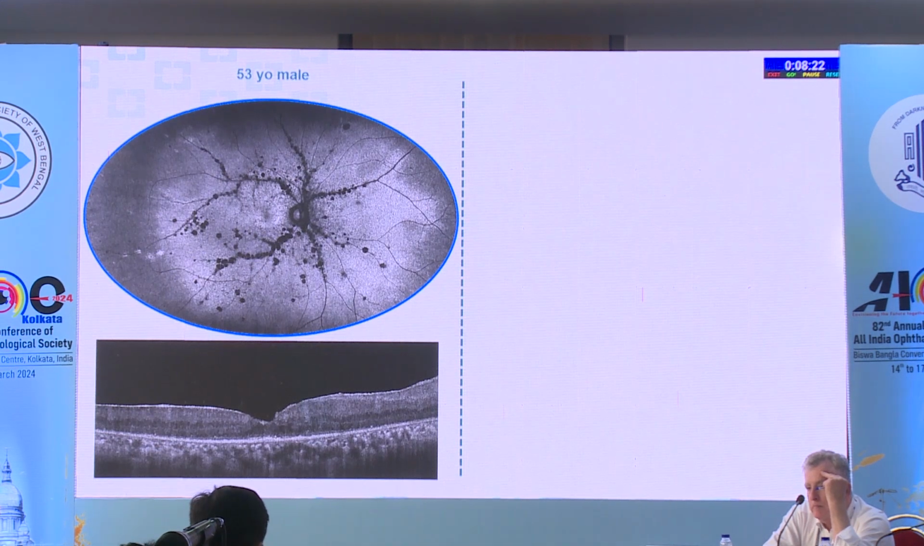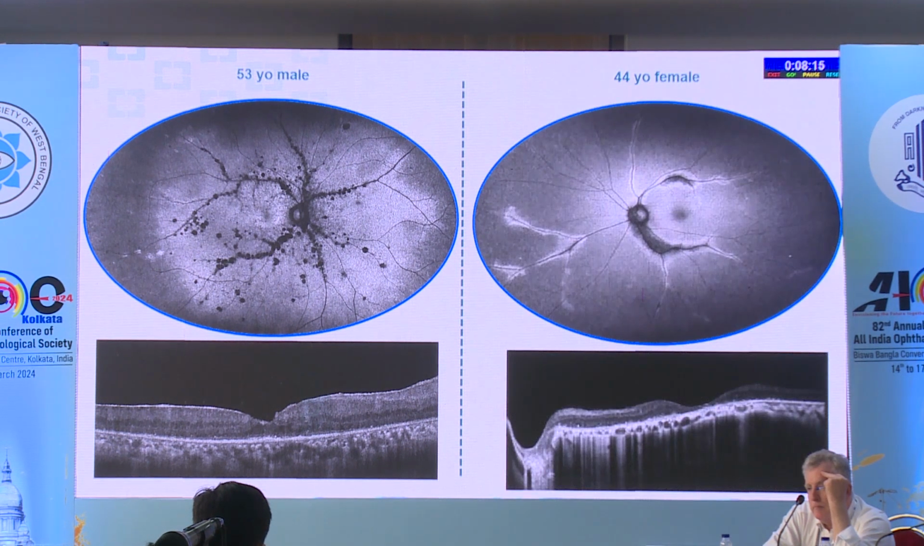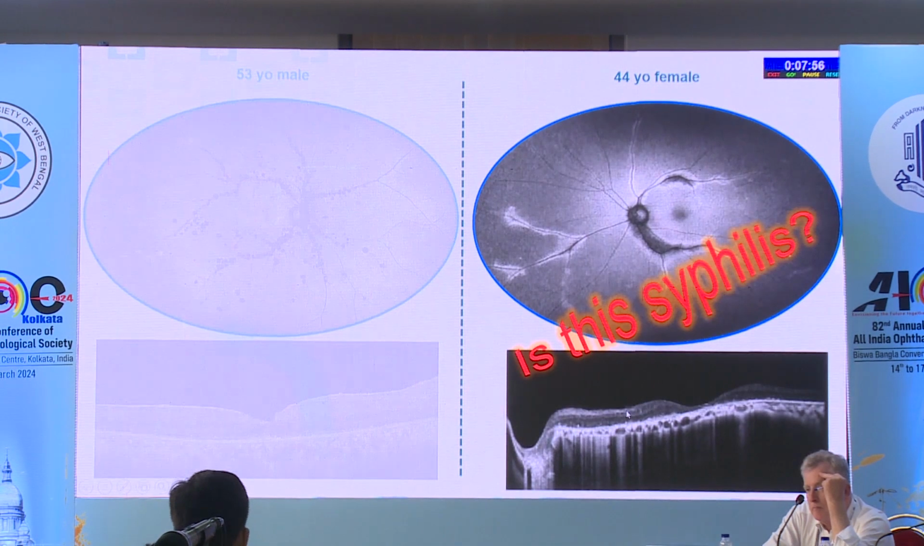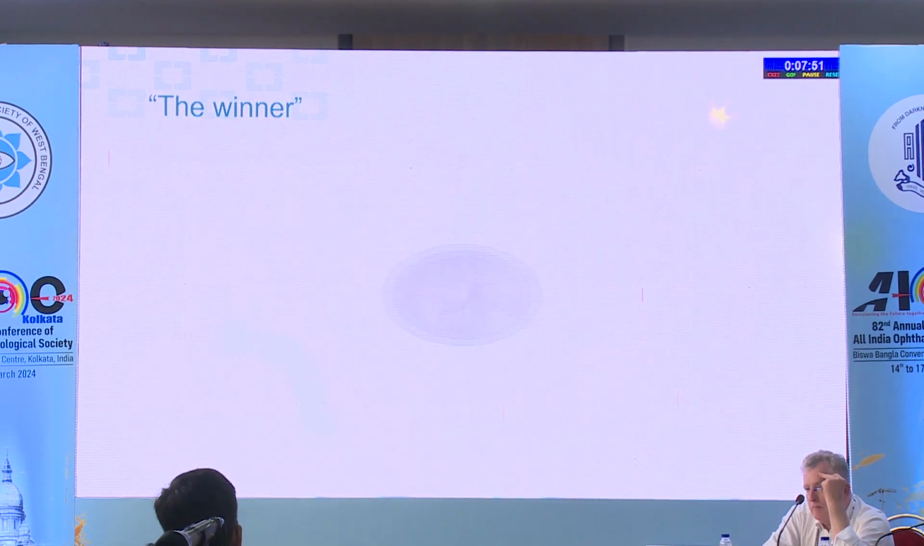Is this 53-year-old man who looked like paravenous atrophy having syphilis, or is this 44-year-old female having paravenous pigmented atrophy? Now, this one is probably having more hyper in some areas with hypo central. This is diffusely hypo with all these weird dots. Photoreceptors are attenuated and lost in both eyes. So is this one syphilis or is this one syphilis? There's no way of telling, they really look very similar. And this is the winner.